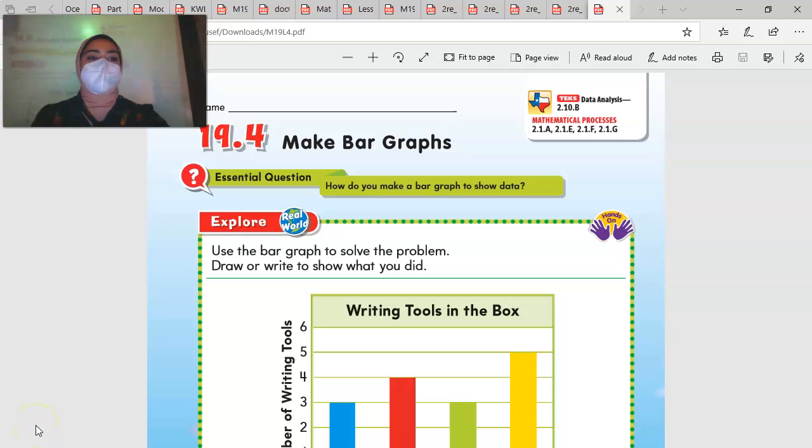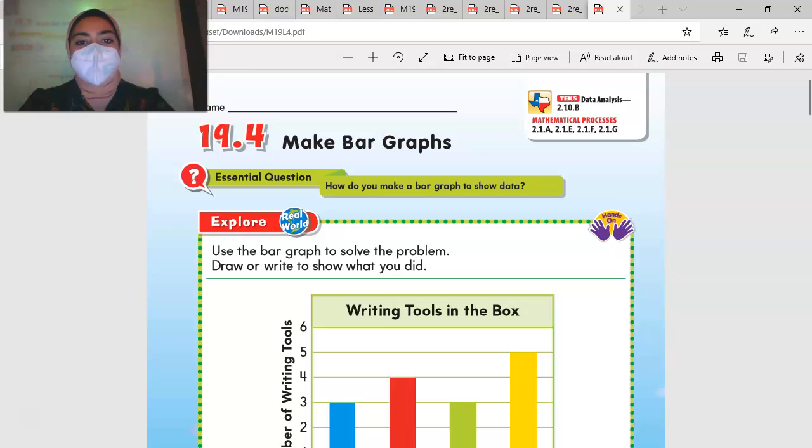Welcome. Here's your Go Math lesson for today. This is Go Math lesson 19.4. Today we are mainly focusing on making bar graphs.